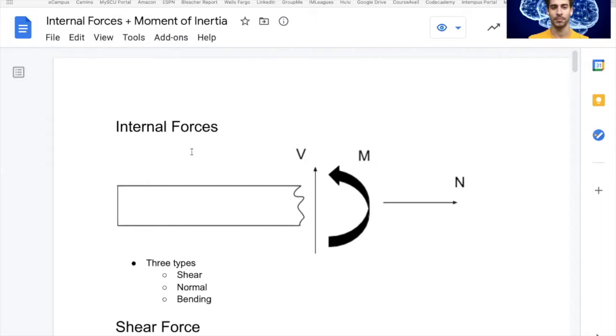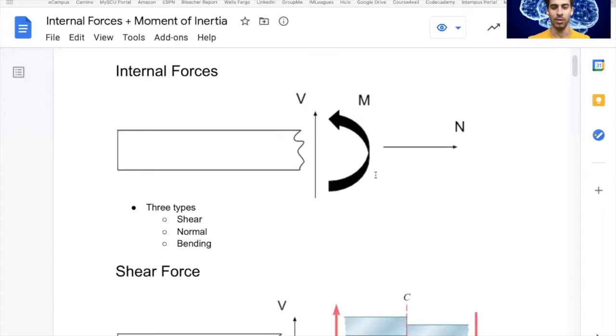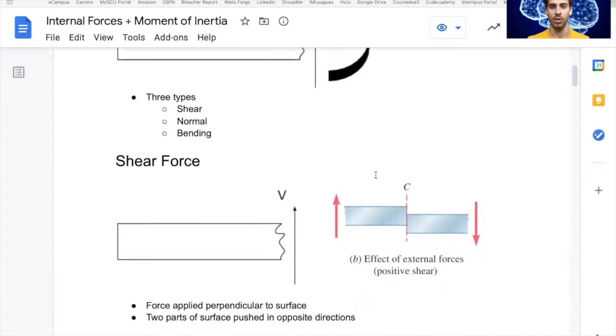So when talking about statically internal forces, the main three types that you usually get into are shear forces, normal forces, and then bending moments. And I have a little diagram right here. The V represents the shear force, the M represents the bending moment, and N represents the normal force. And down here, I kind of explain each one a little bit more.